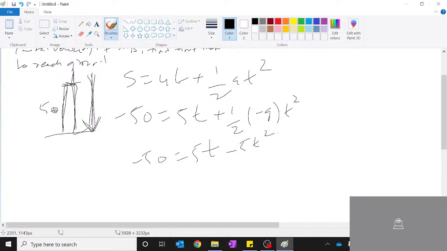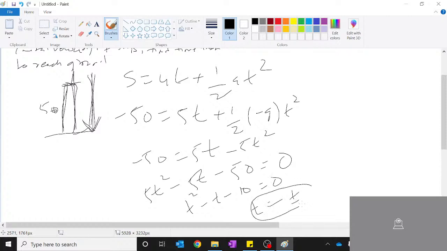Now, bringing all the terms to the right hand side, 5t square minus 5t minus 50 is 0. So this is nothing but t square minus t minus 10 equals 0. You solve the quadratic for this. The time which is positive is the answer. Clear? Understood the concept?